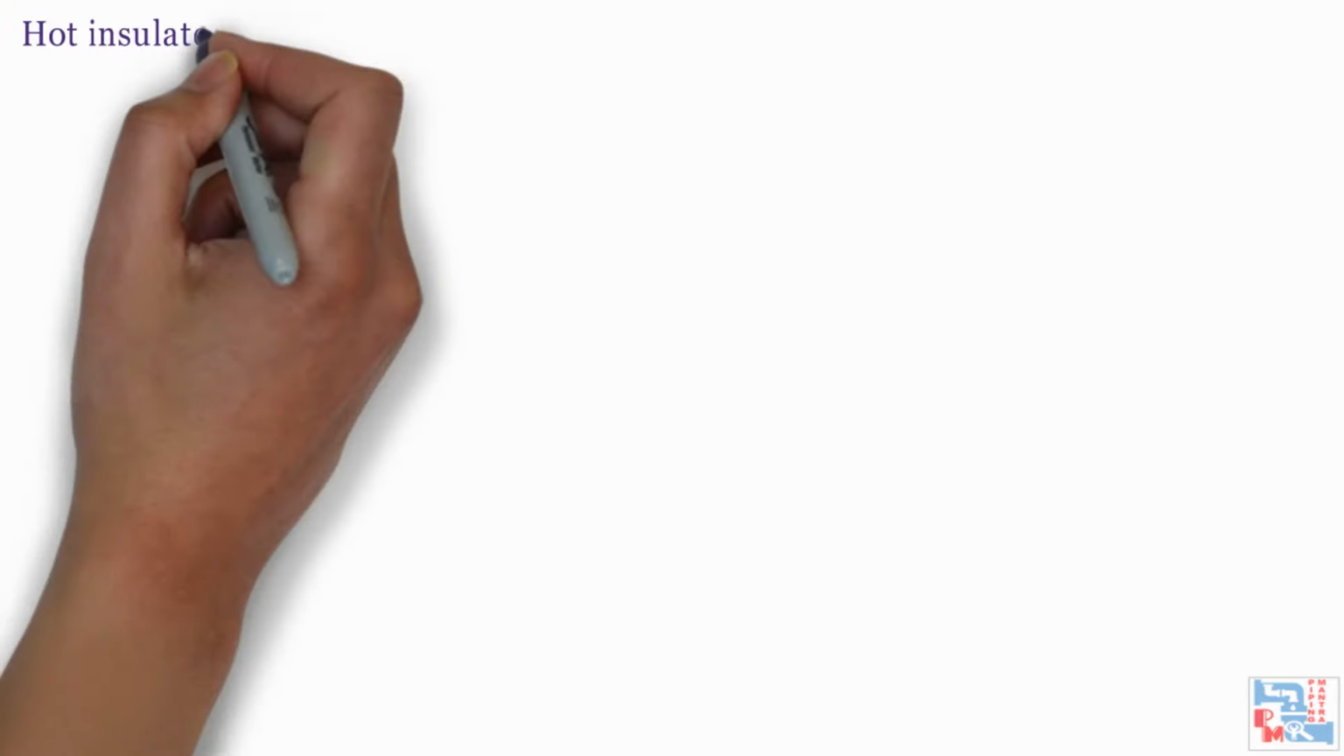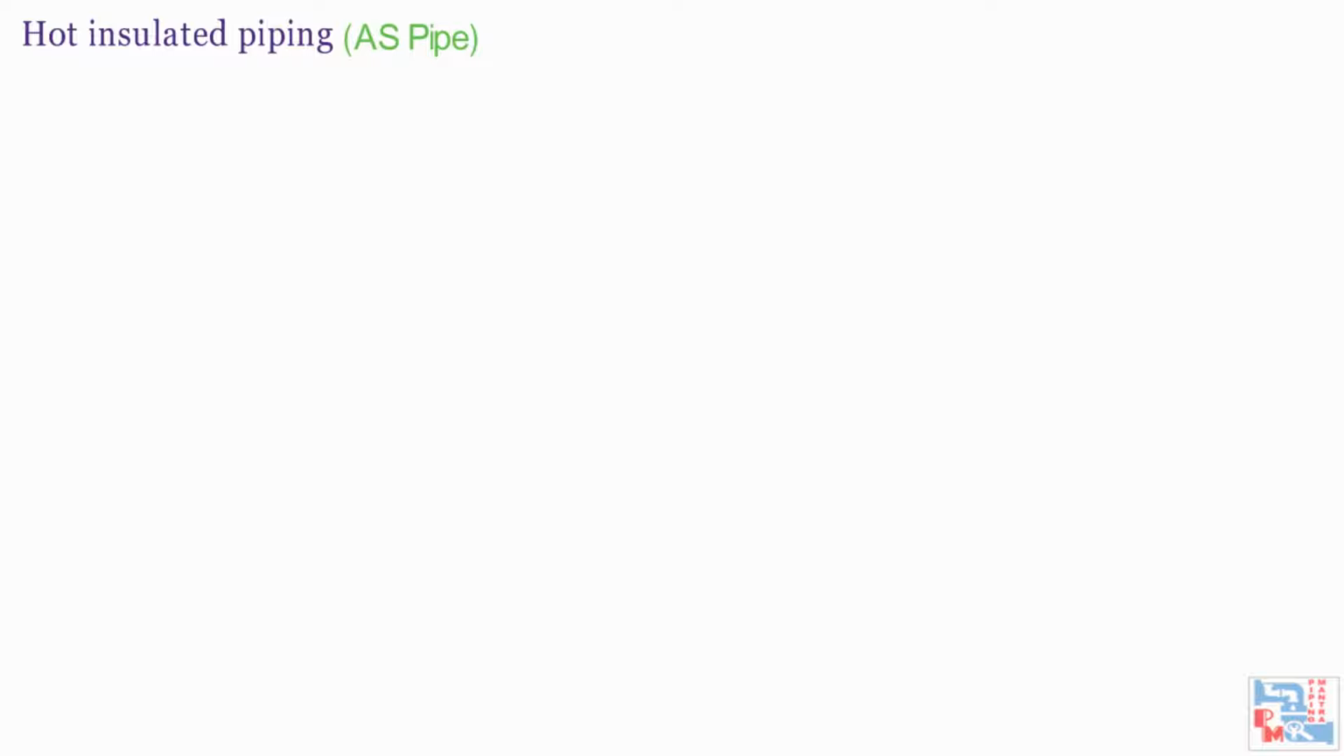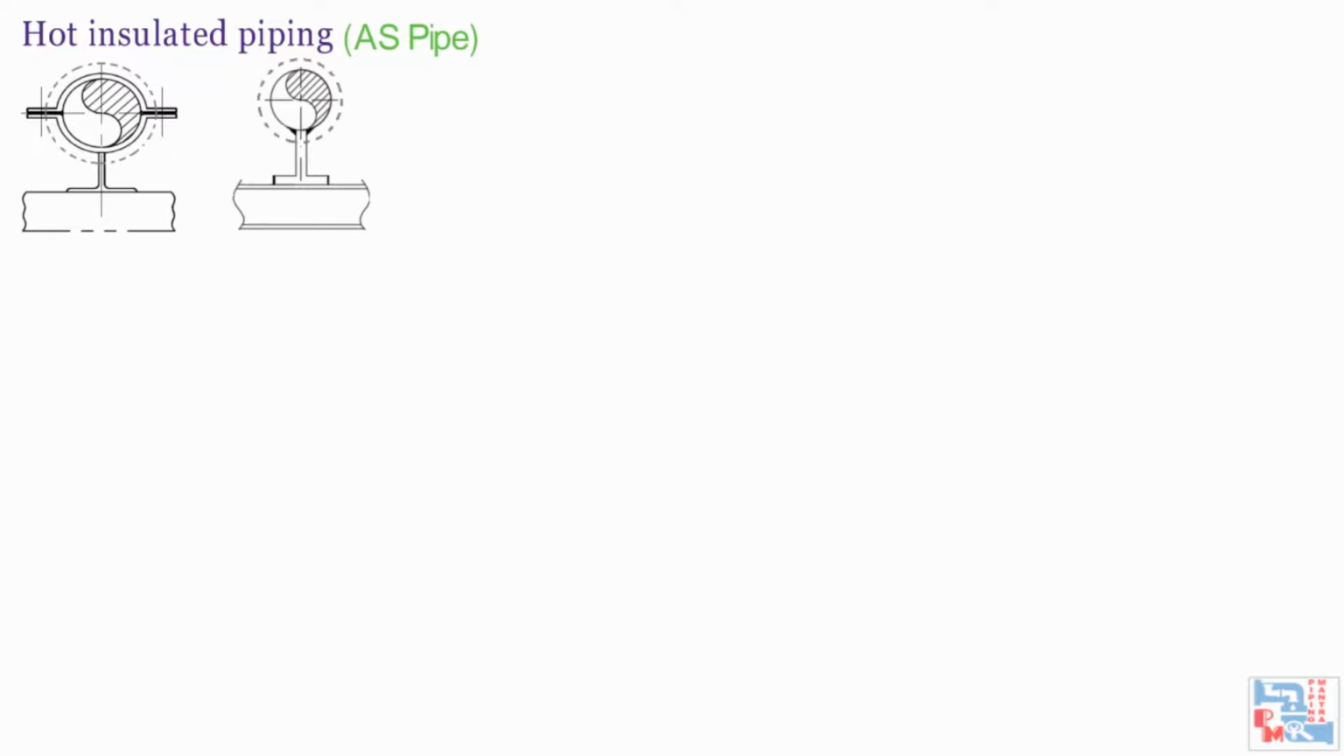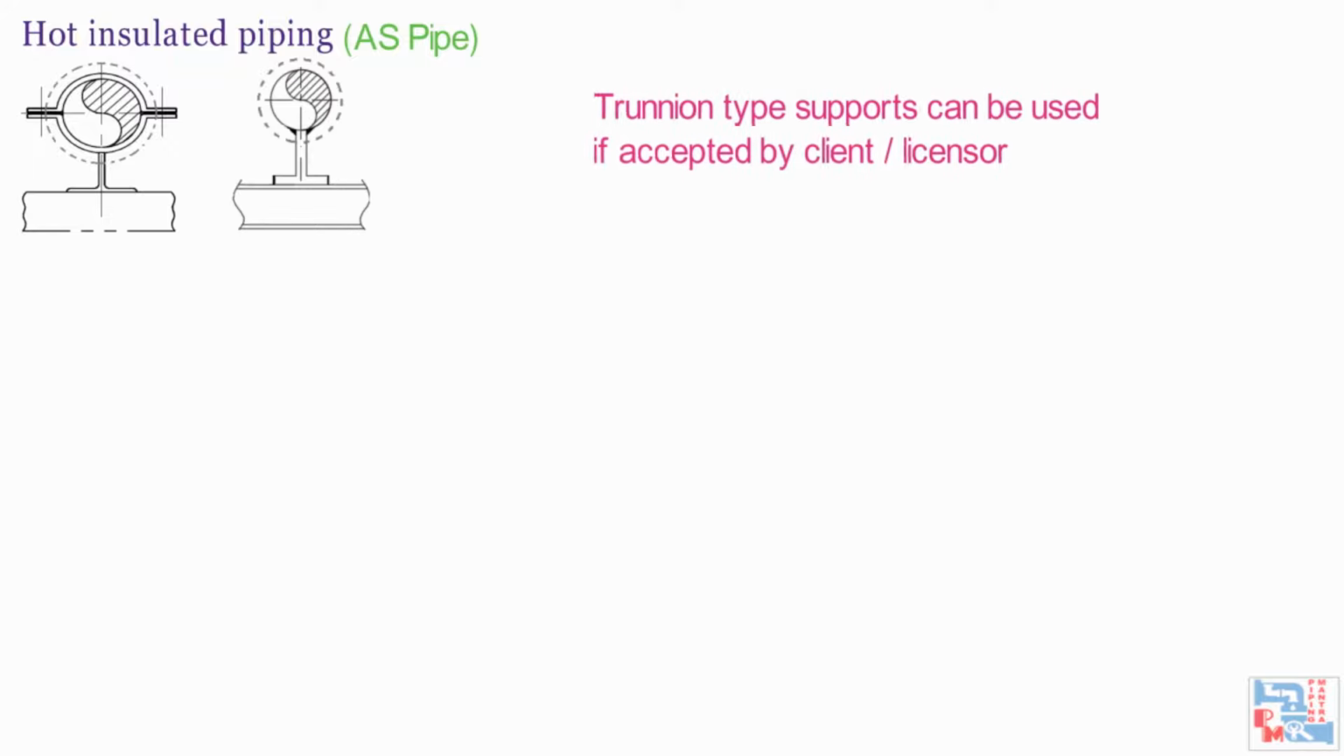Next is hot insulated AS piping. The hot insulated alloy steel piping shall generally use shoe with clamp. Whenever essential, welding type shoe can be used. Trunnion type supports can be used if accepted by client or licensor. The material of clamp and shoe shall be carbon steel or alloy steel depending on the pipe temperature.